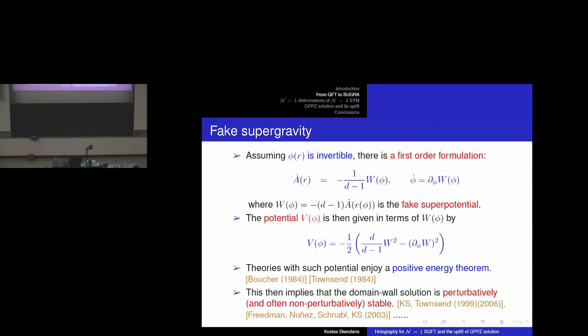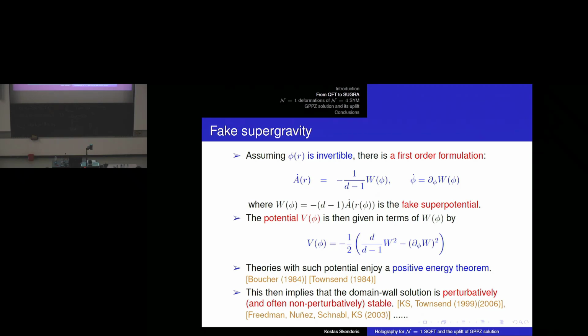You use the fact this is invertible. So if you put it here, then you get the superpotential, and then the scalar field satisfies this equation that is also determined by the same superpotential. And it turns out that when you define the superpotential in this form, then it's automatically the case that the potential V of phi can be written in terms of the superpotential in this form.